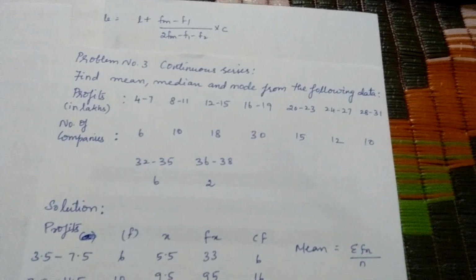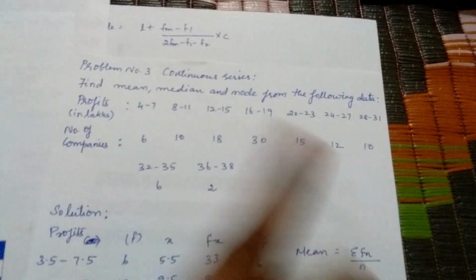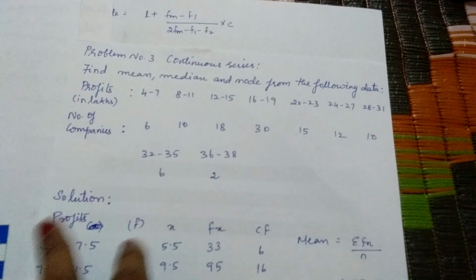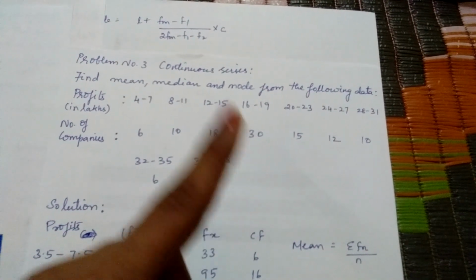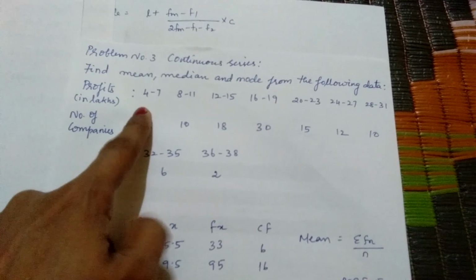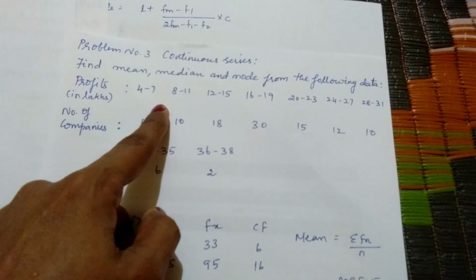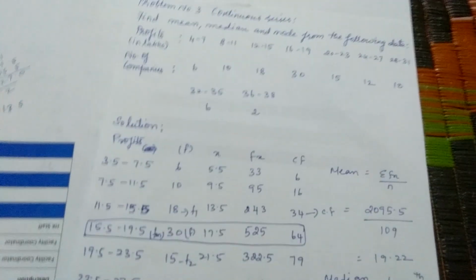There is nothing to do there. Whereas if it is not continuous, you have to make it continuous. For that reason only I have given this problem. So this is not at all continuous. What you have to do is subtract 0.5 from the lower limit and add 0.5 to the upper limit. So like that only I have done.